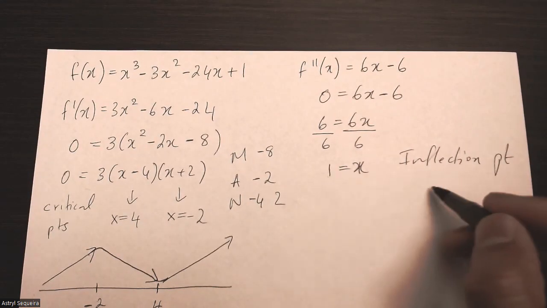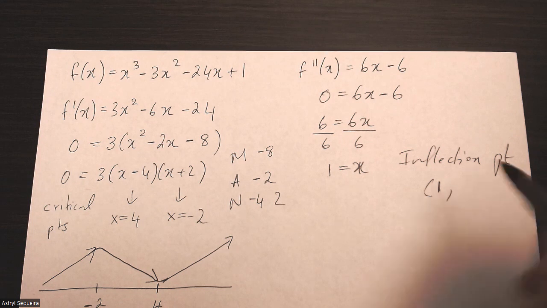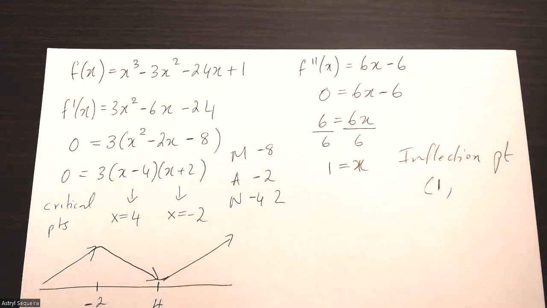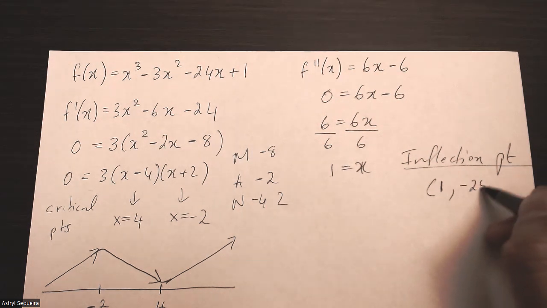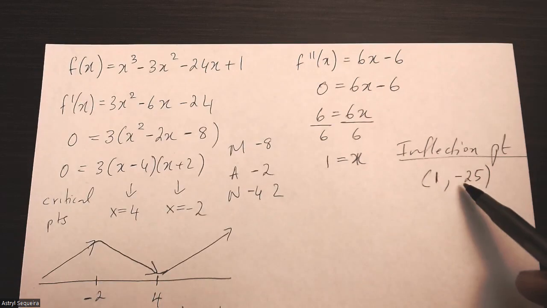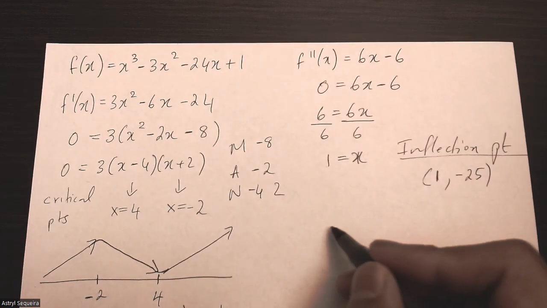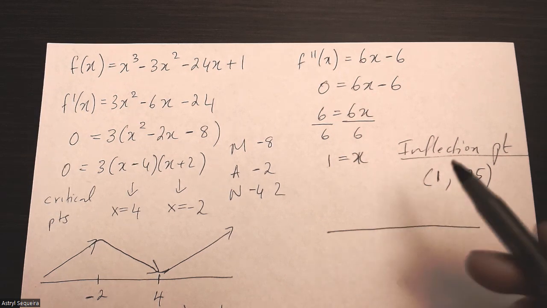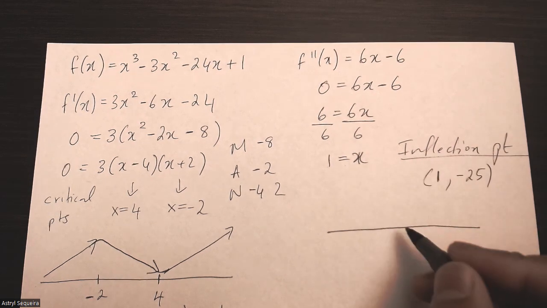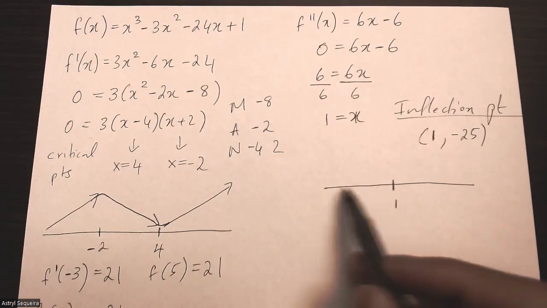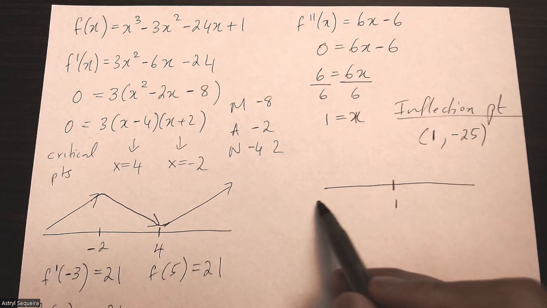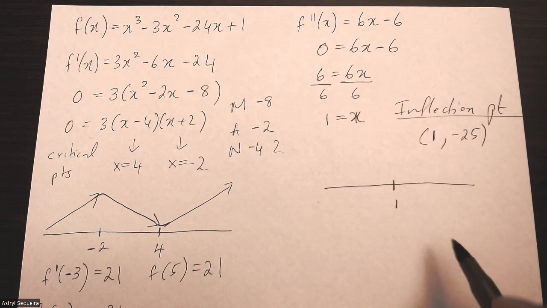Now I can find the y value of my inflection point by subbing in 1 into my original equation again. And I get negative 25. So once I get my inflection point, I'm going to do a second number line, and this number line is going to be for my concave up and concave down. I'll put my inflection point here, and now I have to test these two ranges, from negative infinity to 1, and 1 to positive infinity.